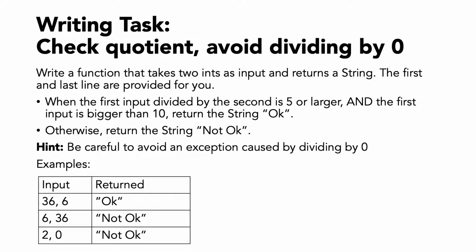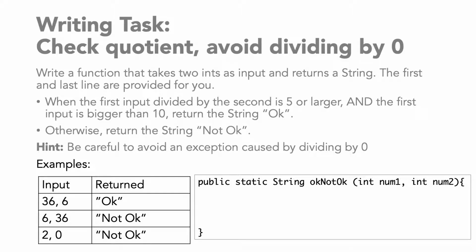In the writing task, students are asked to check if the quotient of two inputs is 5 or larger, and if the first input is bigger than 10. In doing so, students are also given a hint to avoid an exception caused by dividing by 0. To accomplish this task, students are provided the method signature and the closing brace.